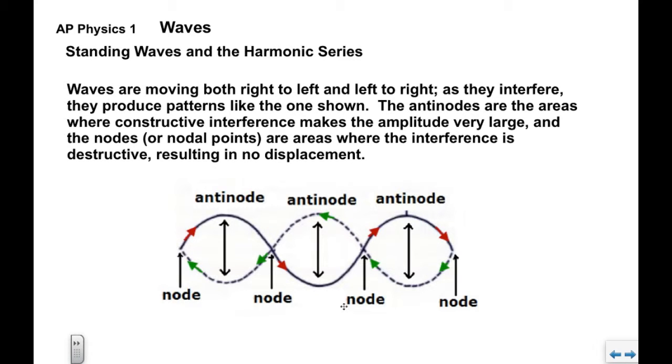Now, in this image, waves are moving left to right. You can see them sort of shown here. Waves are moving left to right, and the green arrow shows the waves that are moving right to left. So as they move through each other, they interfere. And in these regions, we get areas of constructive interference. We get large amplitudes. And then at the nodal points, we get destructive interference, and this is where the amplitude is effectively zero. Okay, so there's no displacement there.